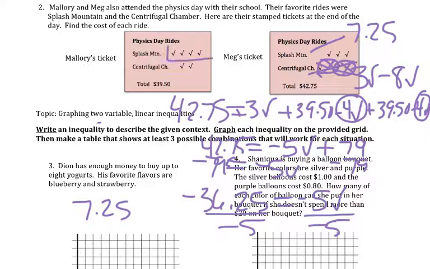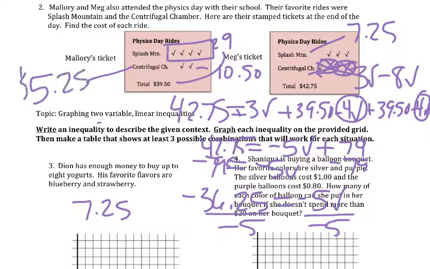So if that's true, then we can take these 4 Splash Mountains and times by 7.25. That'll give us $29. Then we subtract 39.5 minus 29. So these centrifugals will be 10.50. Cut it in half, and it should be 5.25. So centrifugals were $5.25 each. Splash Mountain $7.25. So kind of very complex and hard to follow, but it does work out in the end.